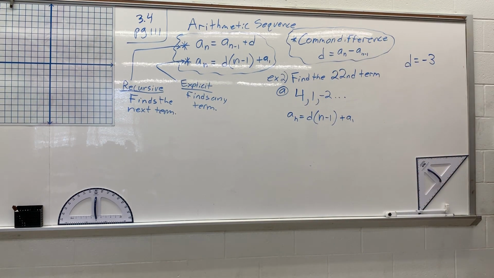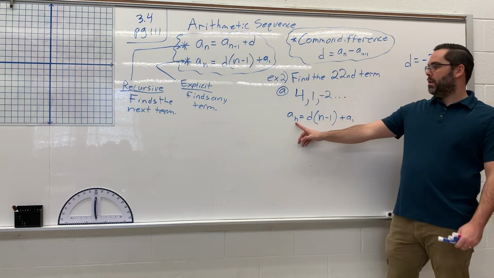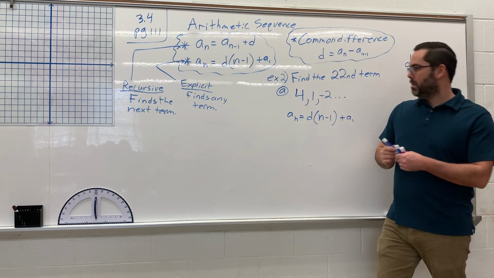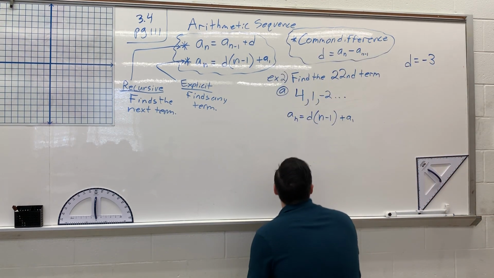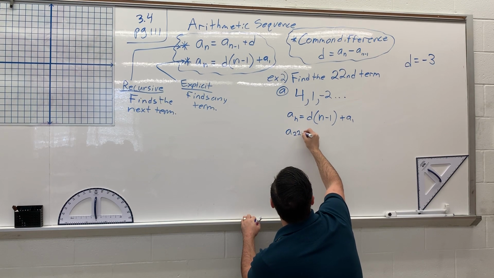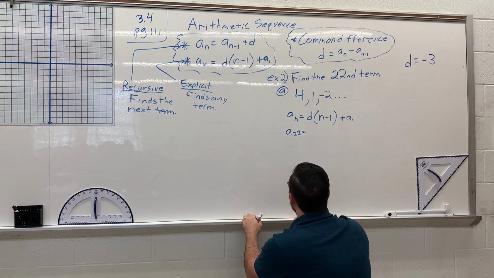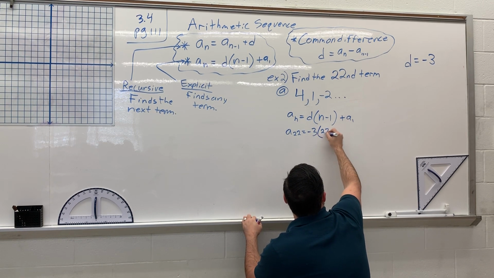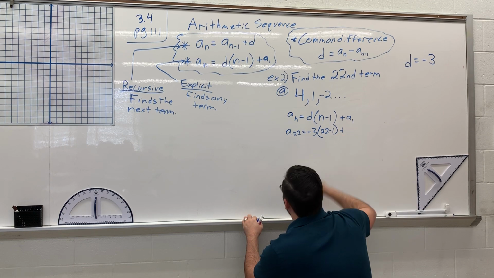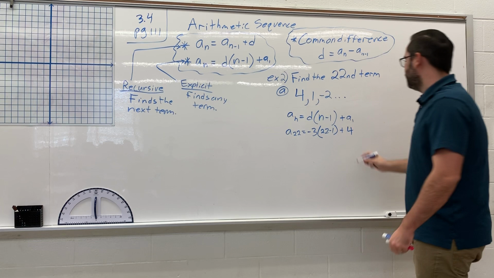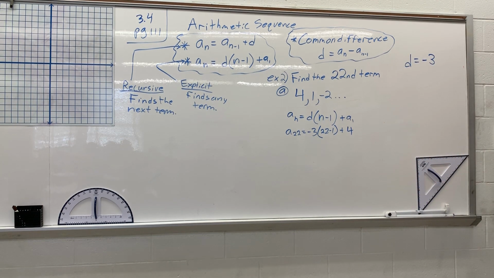All right. Now this little letter here is telling us what term we're trying to find. So what term am I trying to find? I'm going to put 22 in for n. So n is the nth term. So you say a sub 22 equals, what is my common difference? Negative 3. Times 22 minus 1 plus, what is a sub 1? 4. Now I have an equation I can solve.